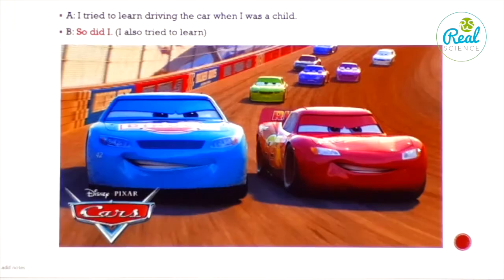So now let's look at the next example. Let's read about this one. Who wants to read? Have you watched this cartoon? Of course. All three parts. Good. Okay. So who wants to read the example? Camila, maybe you? I tried to learn driving the car when I was a child.